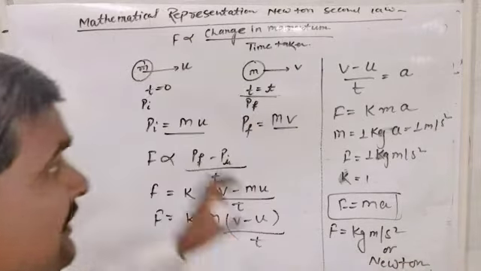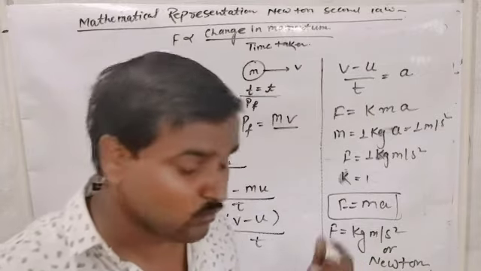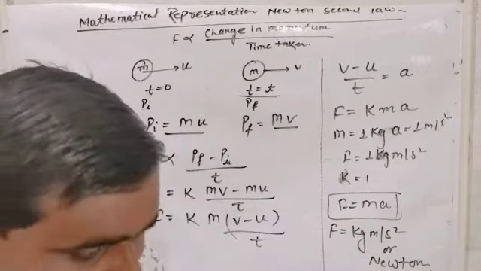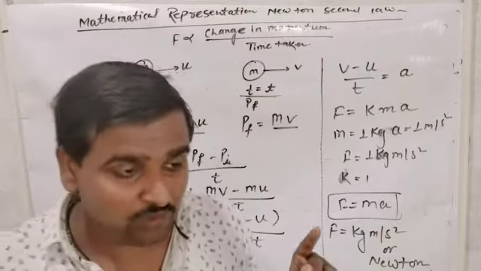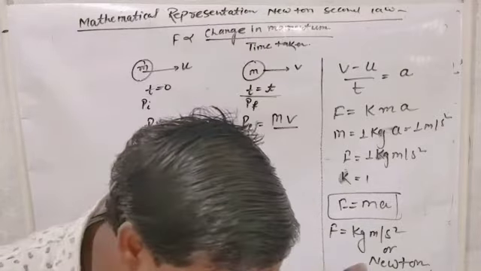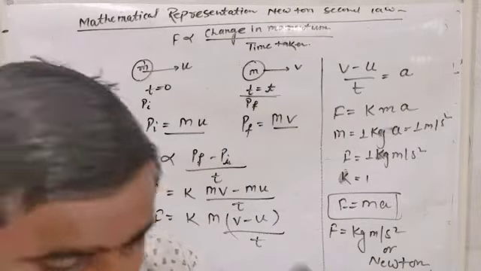In this case, one question arises: what is 1 Newton? The 1 Newton is defined as the force which produces an acceleration of 1 meter per second square in a body of mass 1 kg.